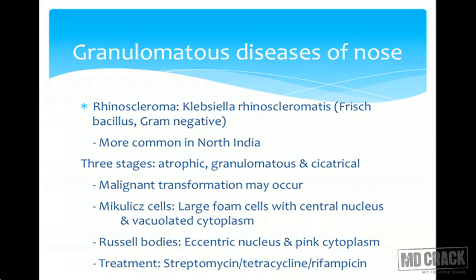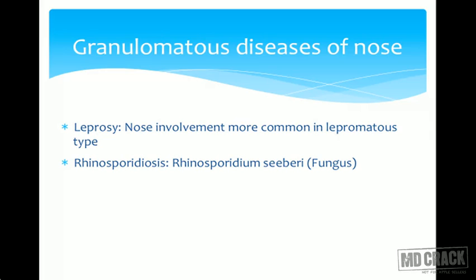So what are Mikulicz cells? They are large foam cells with central nucleus and vacuolated cytoplasm. And Russell bodies have an eccentric nucleus with pink cytoplasm. They both are seen in rhinoscleroma histopathologically. The treatment of this disease is streptomycin, tetracycline and rifampicin in suitable doses. Now leprosy. Nose involvement more commonly occurs in the lepromatous type of leprosy rather than the tuberculoid type.